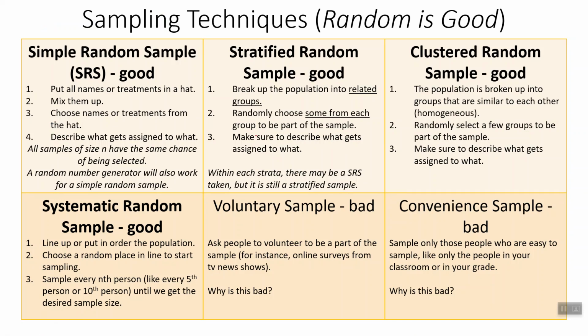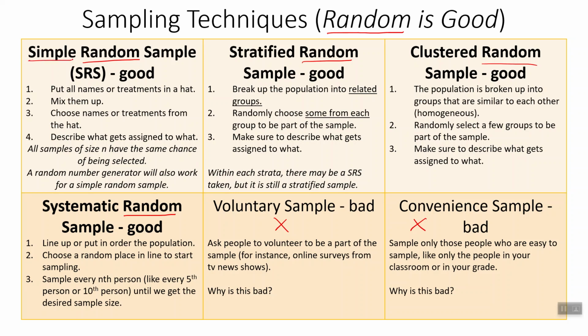All right, so here are our 6 sampling techniques. All the ones that have the word random in them are good. So a simple random sample, a stratified random sample, a clustered random sample, a systematic random sample, voluntary sample, not random, convenient sample, not random. All right, so just a little recap of what each one of these is. You may not want to write down all these words, and we'll do an example of each one of these in the next couple slides here.